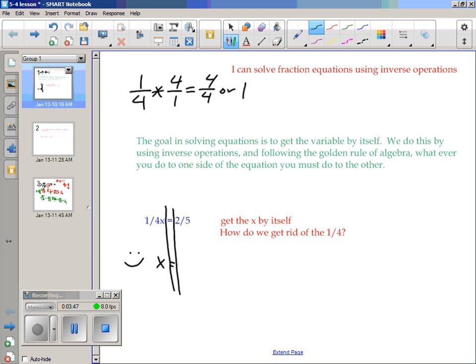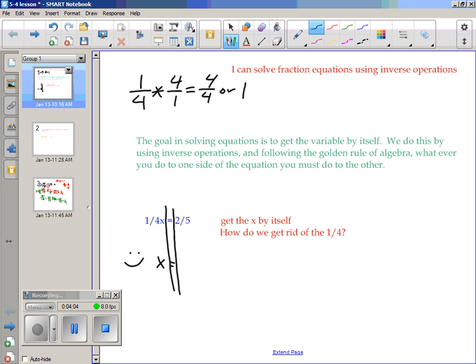Now, some of you are going to say, well, Mr. Martin, you told us that 1/4 times x means we need to divide by 1/4. How many kids are going to argue with me about that? Doesn't this say, well, Mr. Martin, we need to divide by 1/4?